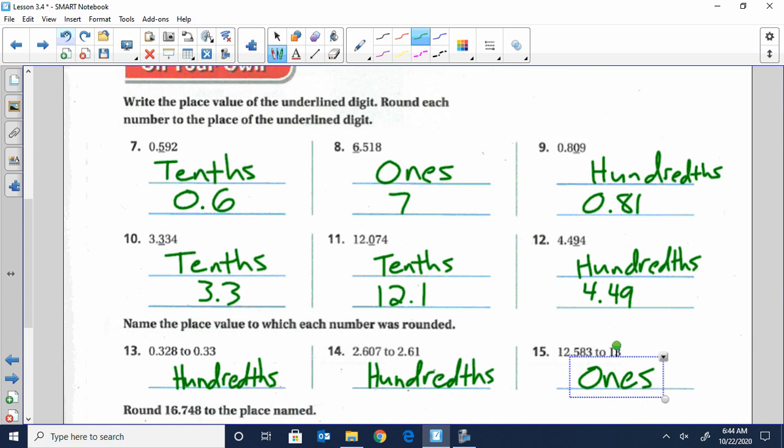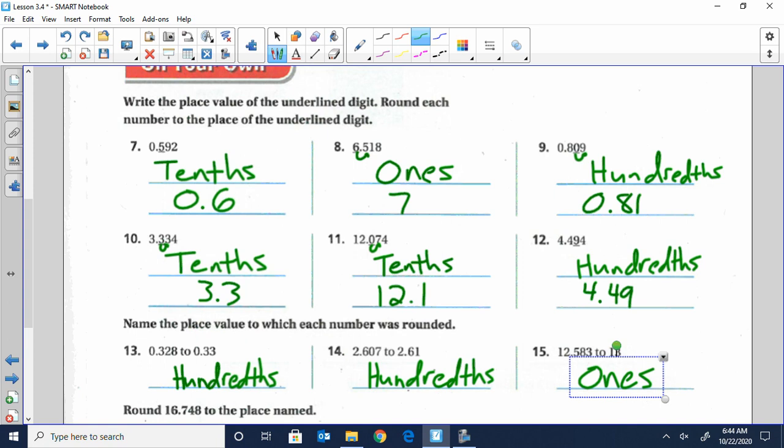On number 7, the 5 is in the tenths place, so it rounds to 6/10. On number 8, it's in the ones place. The 6 looks to the 5. The 5 tells it to bump up to a 7. On number 9, the 0 is in the hundredths place. The 9 tells the 0 to bump up to a 1. Number 10, the 3 is in the tenths place. The other 3 tells it to stay the same, 3 and 3/10. On number 11, the 0 is in the tenths place. The 7 tells the 0 to bump up to a 1, 12 and 1/10.